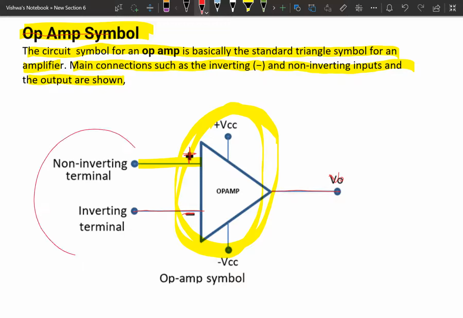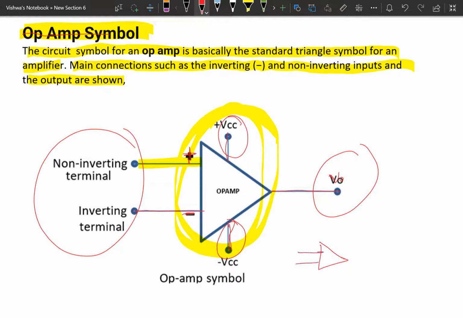It has two input terminals and one output terminal, and these two are plus VCC and minus VCC. These represent the power supply to the operational amplifier. You may represent them in the symbol or you may not. That is no problem, but we should represent at least the input and output, plus, minus and V out. The positive input terminal we call the non-inverting terminal, and the negative input terminal we call the inverting terminal, and one is the output. So this is the representation of the operational amplifier.